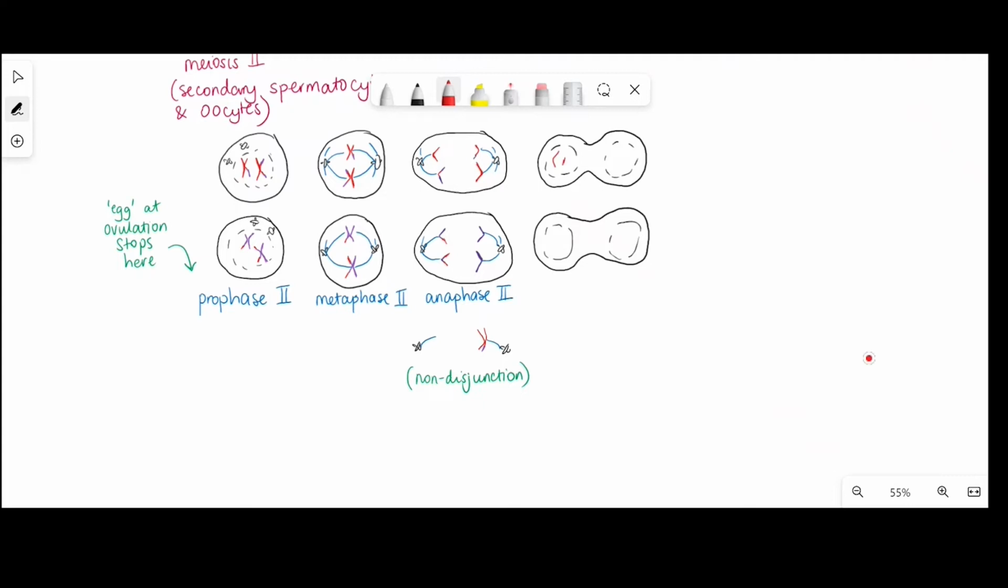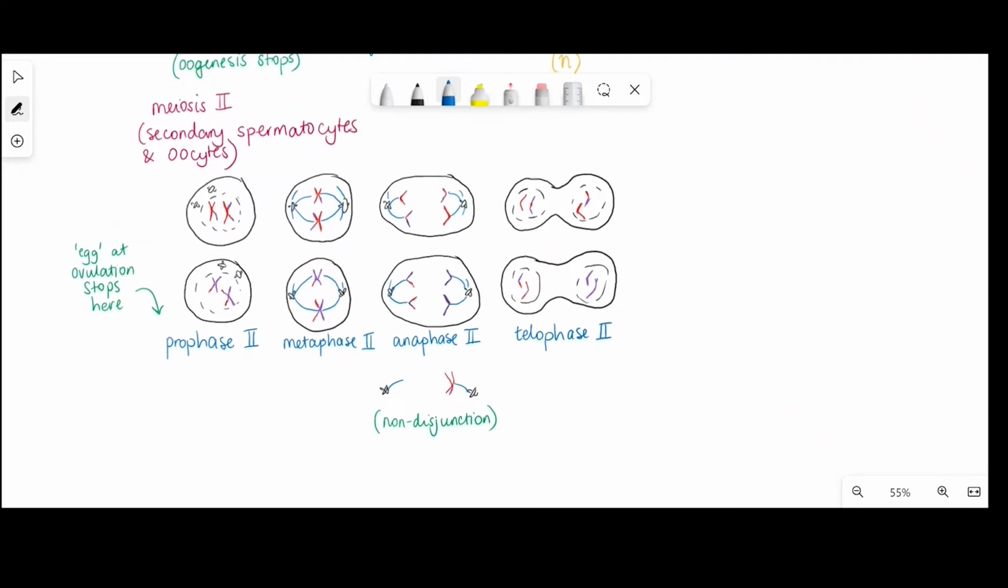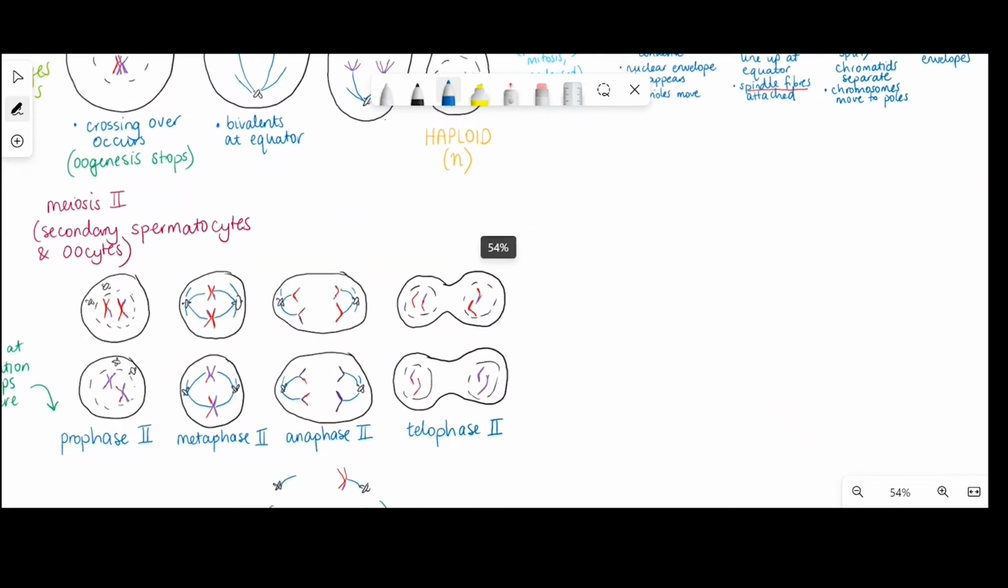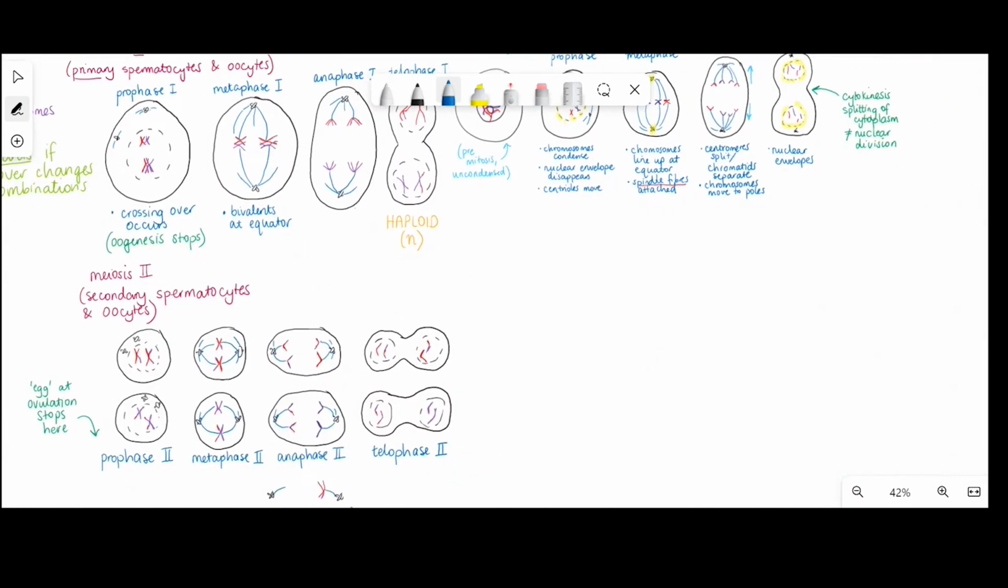So they separate here, we call it anaphase 2. And of course, they're no longer chromatids. Once they're apart, they are called chromosomes, and off they go to the poles. And we have new nuclear envelopes form, and cytokinesis follows in telophase 2. What this results in then, from our original single parent cell, is 4 haploid daughter cells.